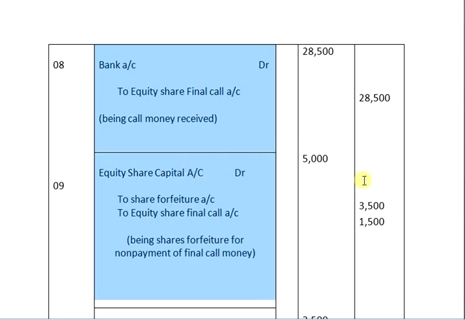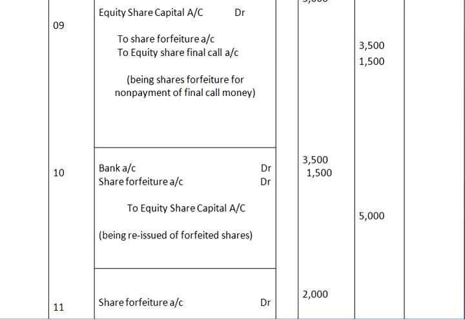Again moving to the next thing, forfeiting. Why are we forfeiting? They didn't pay the amount on which thing? On the final call. So we are forfeiting those 500 shares. So automatically what happens here? Equity share capital account debit 500 into 10, it becomes 5,000. To share forfeiture account 500 into 7, that is they have paid the amount of application, allotment and first call. They didn't pay the amount on which thing? Final call. So here what happens? 500 into 3, how much does it become? 1,500. Here the shares have been cancelled or forfeited.